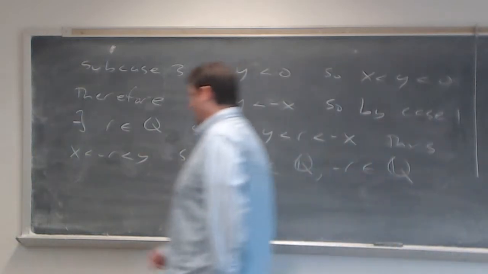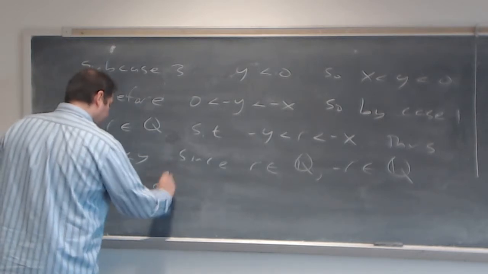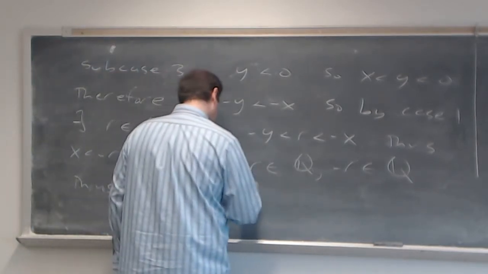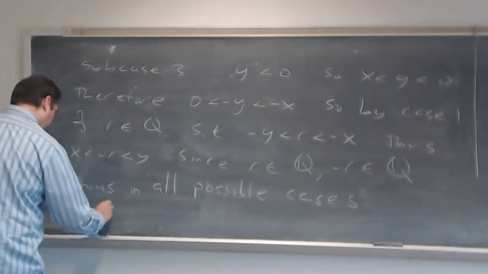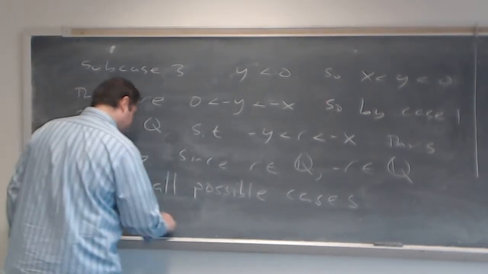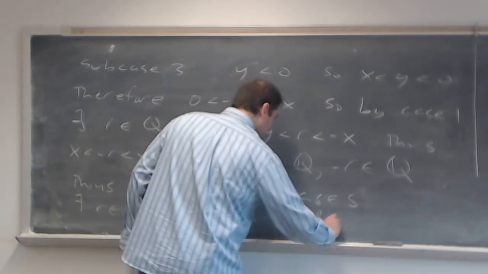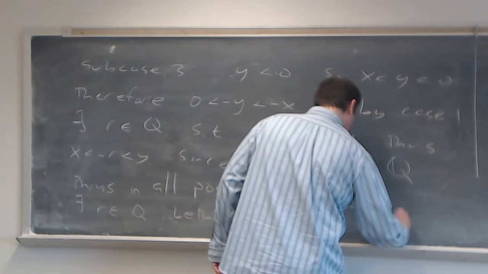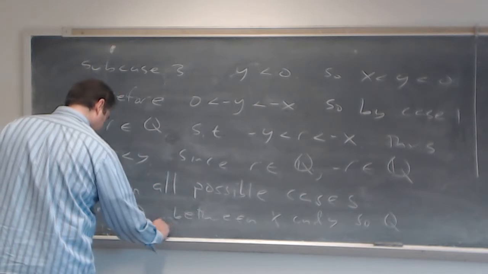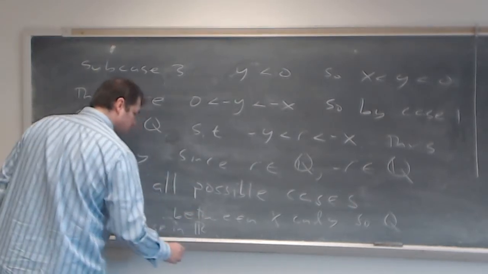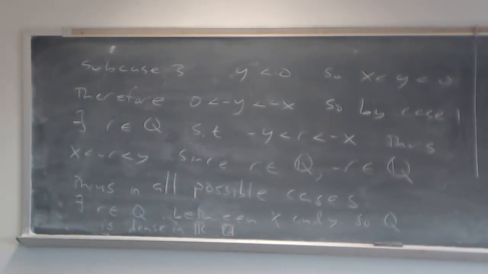Thus, in all possible cases, there exists an r element of Q in between x and y. That means Q is dense in R. And that's what I wanted to show you. That is the proof of the density theorem.